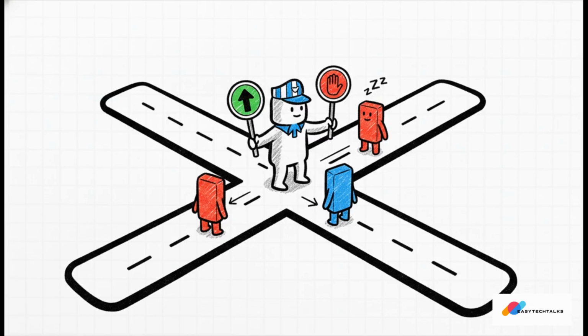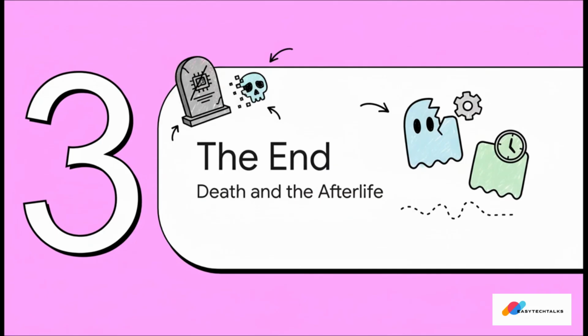And that is the whole game for the scheduler. It's like this microscopic traffic cop, just flawlessly conducting a symphony of thousands of processes at once. It gives each one a tiny slice of time, which is what makes your computer feel like it's doing a million things at the same time. But, you know, every life has an end.